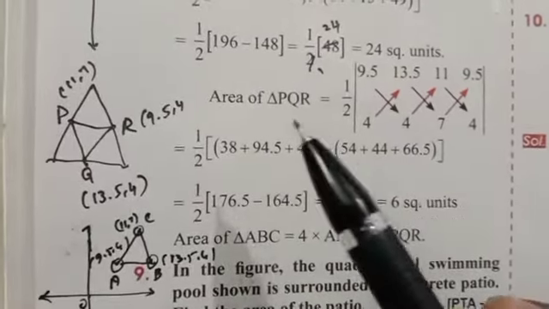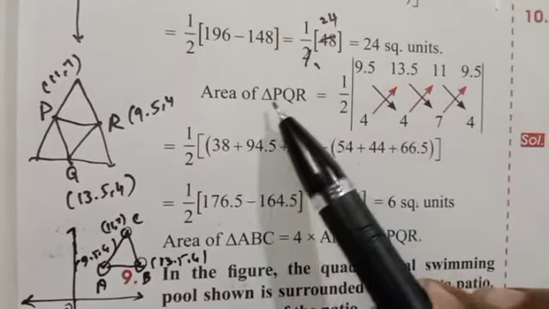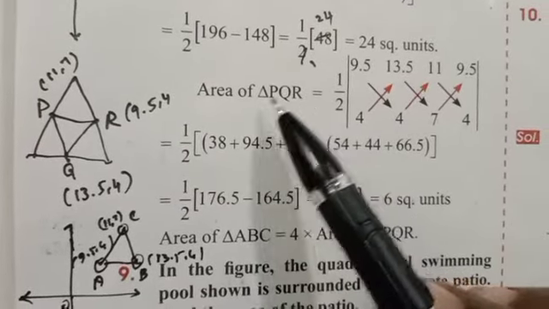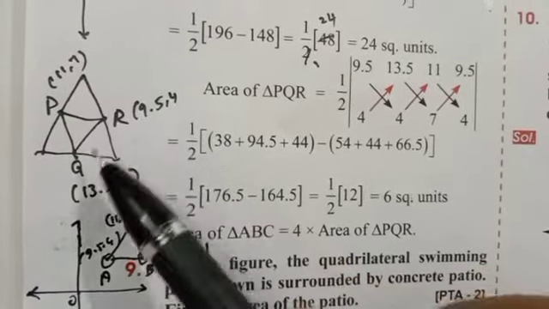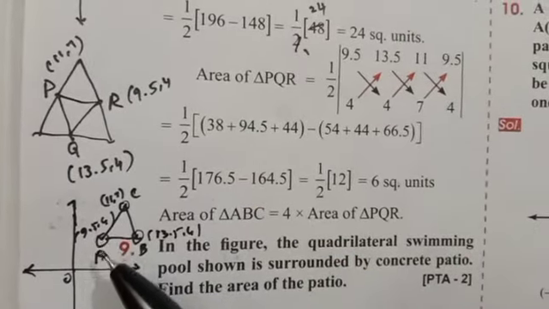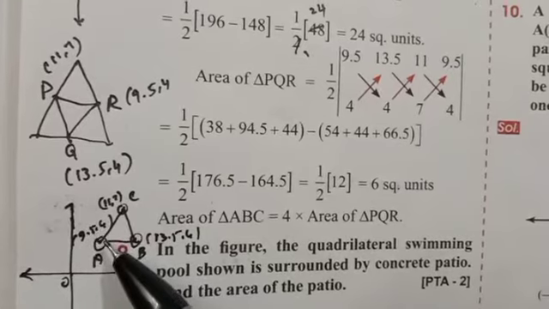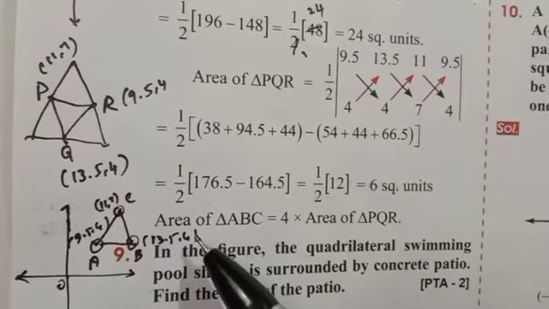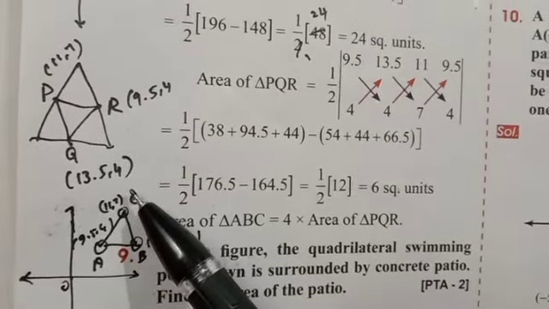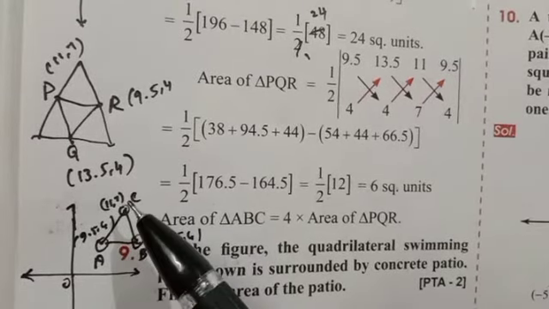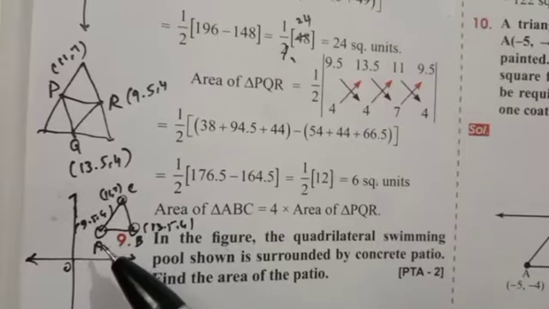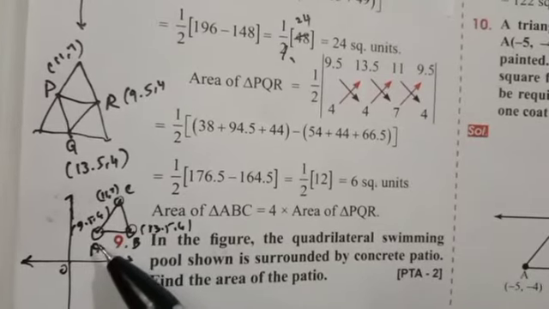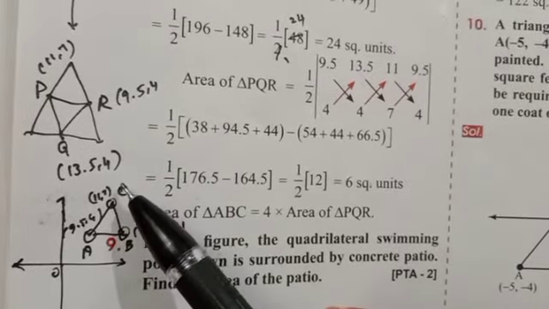Next, using the midpoints, we get one triangle. Listen students, for this triangle PQR, the midpoints triangle, you have to denote these points on the graph. They are (9.5, 4), (13.5, 4), and (11, 7). Approximately, you have to draw a rough graph.